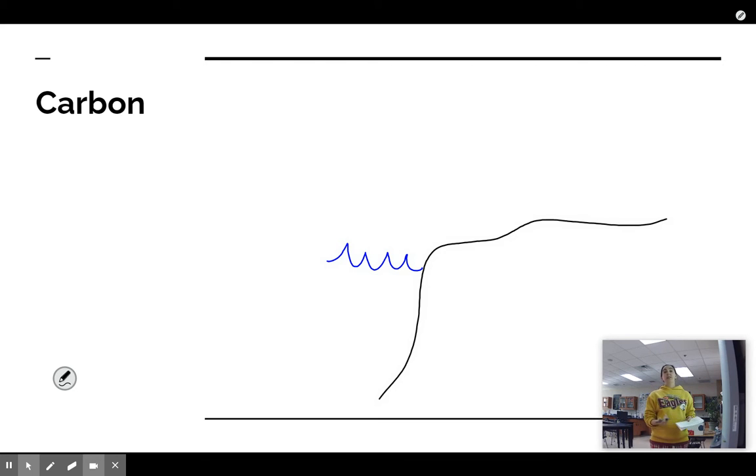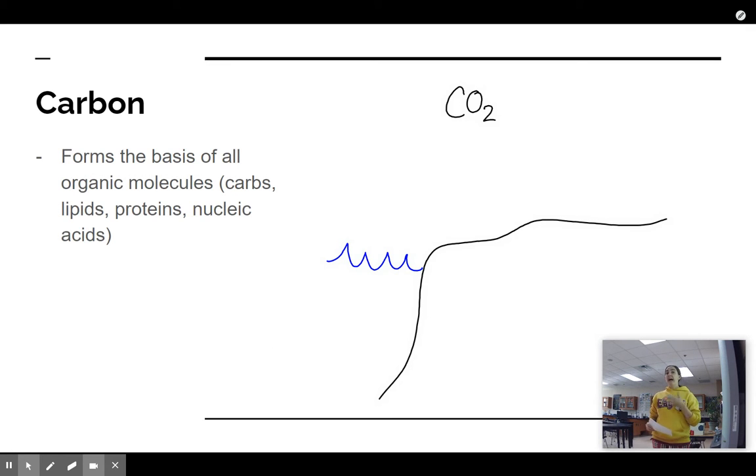Now, you know that a lot of carbon exists in the atmosphere as carbon dioxide, CO2. So we're going to put that in here first. Living things need carbon for a lot of reasons. All of the organic molecules have carbon in them, right? The word organic molecule means that it contains carbon. And some living things can get that carbon from the atmosphere.